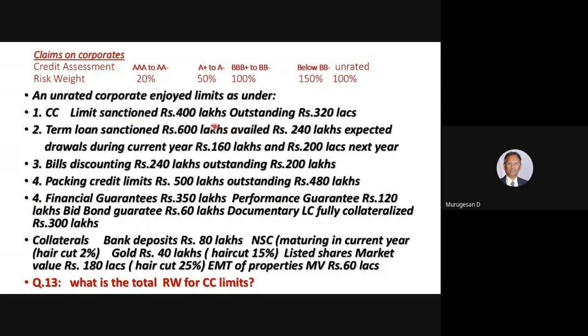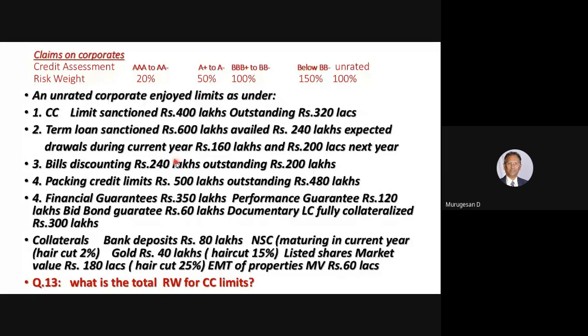CC limit, always outstanding 400. So the 320 is applicable to the category. And unrated corporate, no issue. Unrated means 100. They will give it, but you have to remember. The 320 you immediately convert at 100. And for the 80, first you apply CCF 20%, then again you apply 100. Similarly, term loan we already discussed. Bill discounting also, limit is 240, but he has availed only 200. So the 200 is full 100. For the remaining 40 lakhs, again you apply CCF, then 100. There are two stages. Undrawn means first you apply CCF, then you apply the risk weight as applicable to the category.